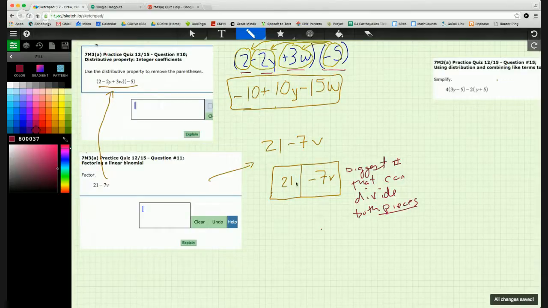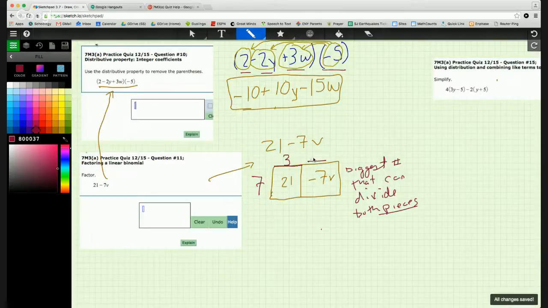Well, let's see. Well, that's a 7. A 7 is the biggest number that can divide into 21 and 7. So that would be our 7. Now we got to find out what times 7 is 21. We want to find out what goes here on this side of the box. So this thing times 7 has to equal 21. Well, that's a 3.